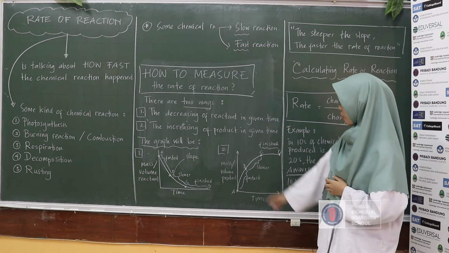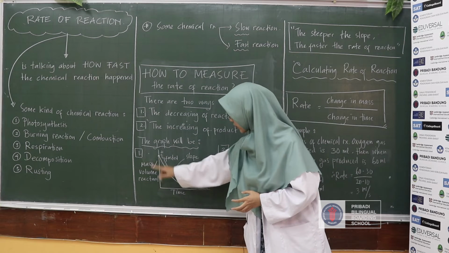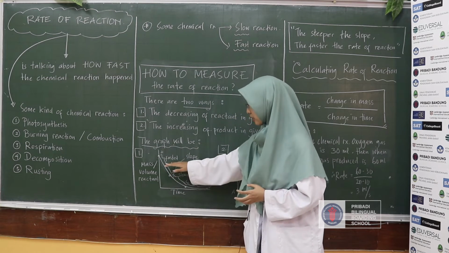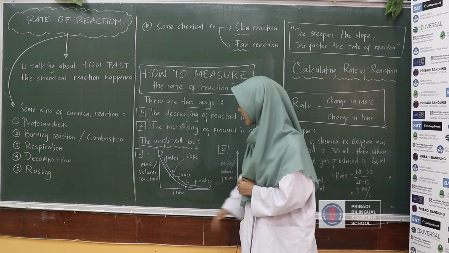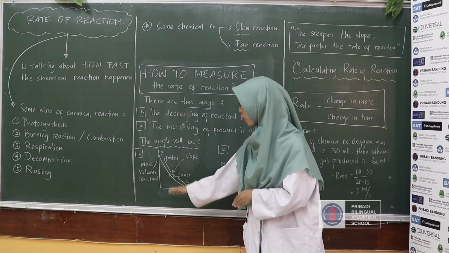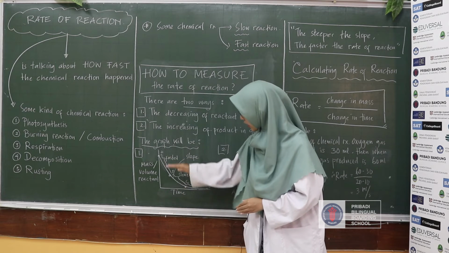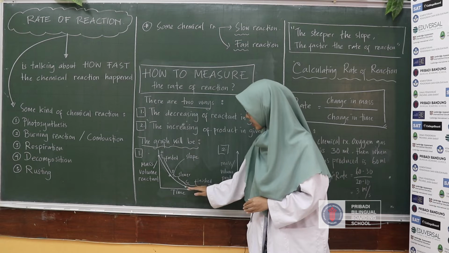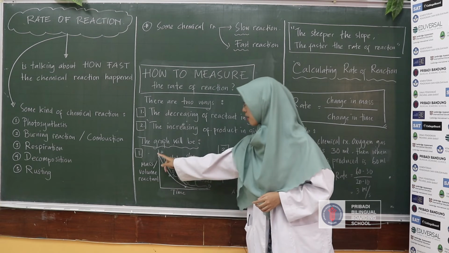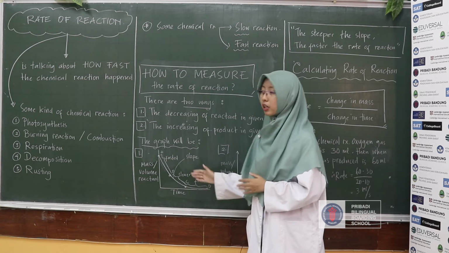So we can see from this graph, between point A and point B, that's the fastest part. Why is this the fastest part? Because in a given time, the slope is steeper, the steepest, compared with the other points. You can see A to B, B to C, or C to D. Which one is the steepest? Of course, it's from A to B. That's the fastest part of the chemical reaction.